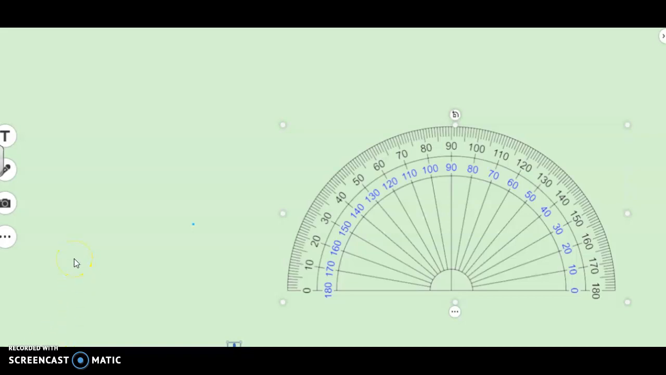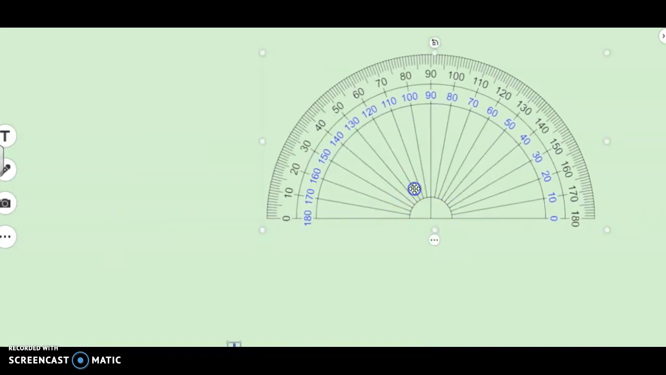Okay, kiddos, on this page you're going to be using a protractor to make some angles. So this tool right here is a protractor. You can move it around. What you're going to do is put it in one place so you can see all of it. None of it's hanging off the edge of the page.